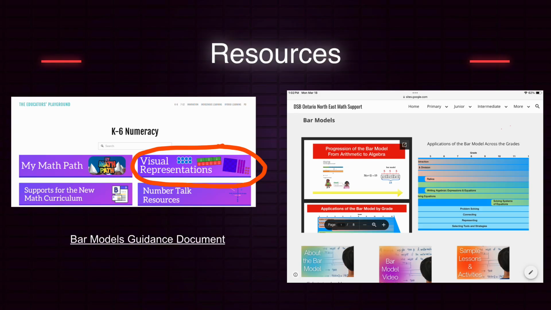You can find more resources by going to the Educators Playground, K-6 Numeracy, clicking on Visual Representations, and then scrolling down to where you can see the section on bar models. There's the progression of the bar model, and then if you look at that bar model video icon and click on it, you will find a curated list of 25 different videos on representing problems with bar models. There is also a link to a bar models guidance document, which goes into detail about different ways of using bar models to solve problems.